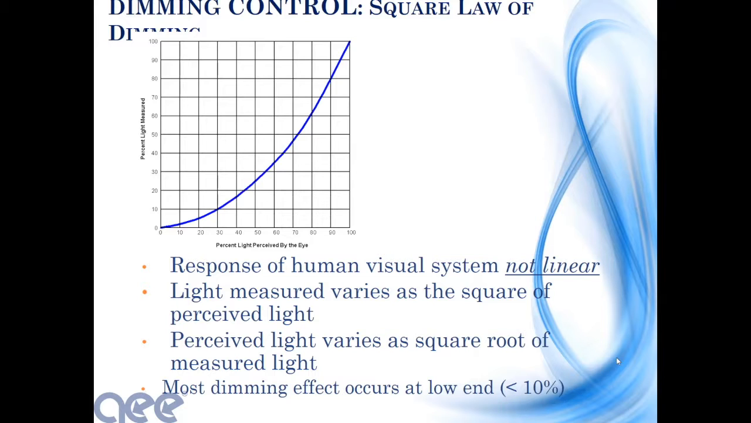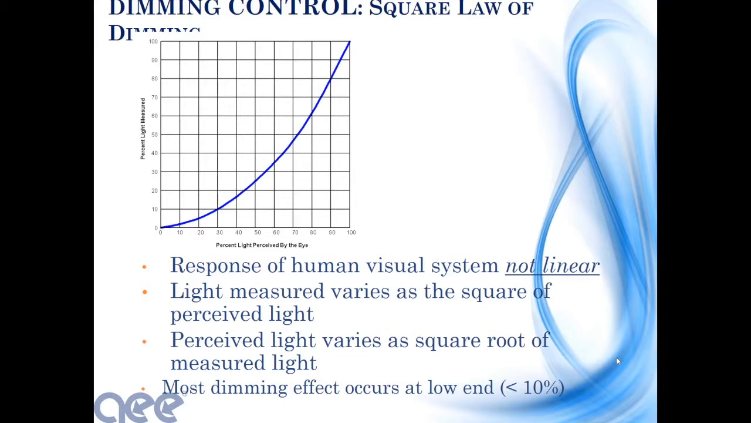Dimming control, we have the square law of dimming. Our visual response, human visual response, is not linear. It looks linear in the upper part of the curve, but notice down at the low end, it goes very nonlinear. So here we see the percent of light measured on the vertical axis and the percent light perceived by the eye on the horizontal. So the light measured varies as the square of the perceived light, or you could say the perceived light varies as the square root of the measured light.